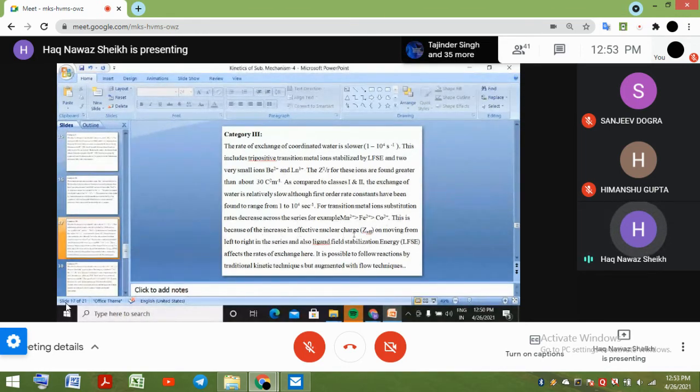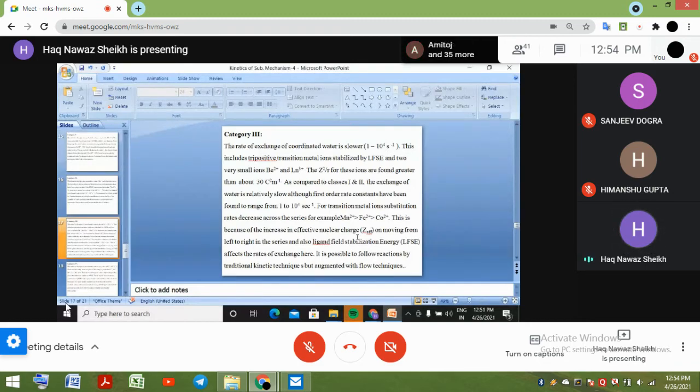This is because of the increase in the effective nuclear charge on moving from left to right in the series. So the substitution becomes difficult as we move from left to right because of the decrease in the ionic size. And then the crystal field stabilization energy also has its role. As I said in the earlier lecture, all the substitution mechanisms that we are studying have been developed by studying the chromium 3 plus and cobalt 3 plus complexes in the low spin state, that is D6 complexes, because they have the highest crystal field stabilization energy and therefore they react slowly.